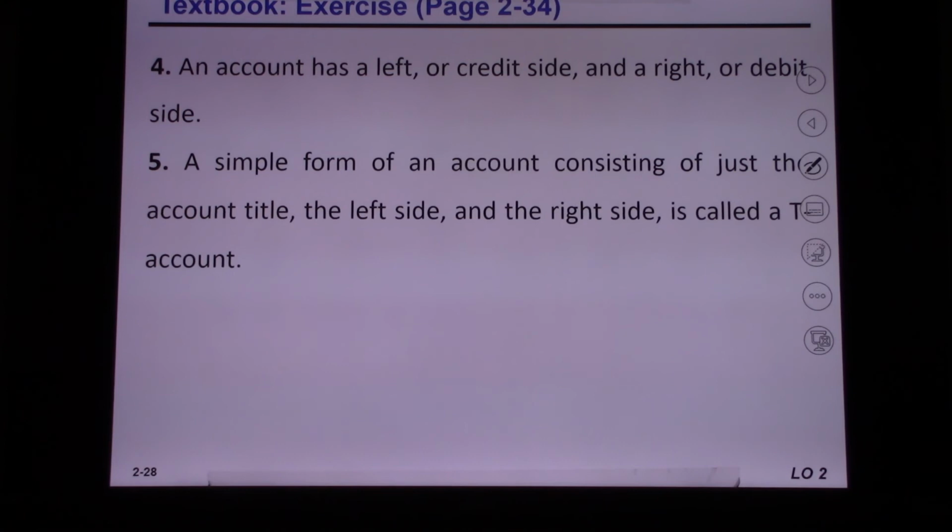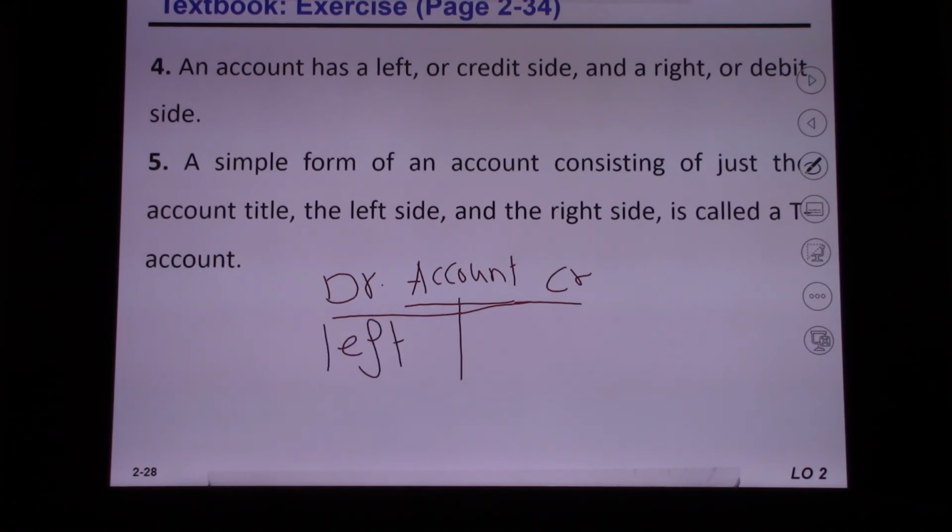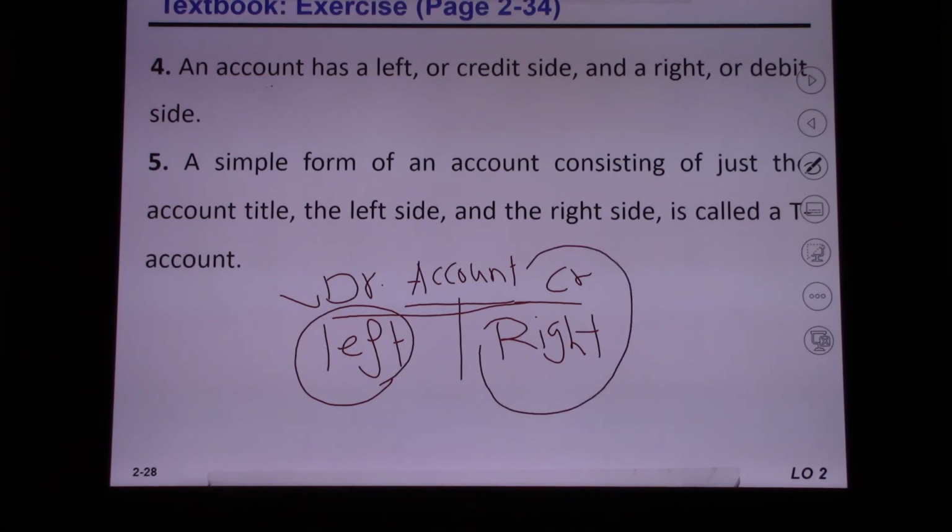An account has a left or a credit side and a right or a debit side. We have stated before. Any T account we have here, DR, which is a debit, and a credit. This is the left and this is the right. So an account has a left or a debit side and a right or credit side, which makes this statement false.